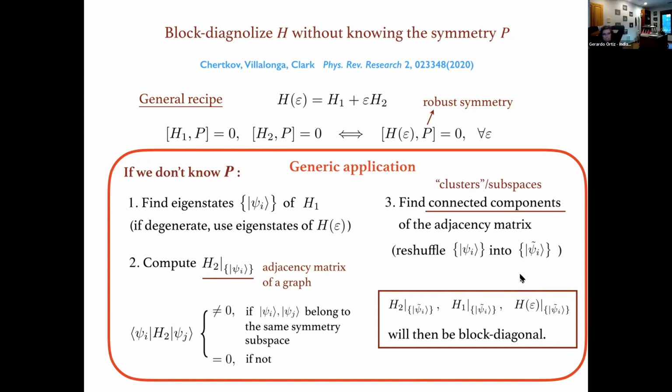Can I ask a question? Sure. So you are saying you don't know what the symmetry P is, but you are guaranteed that it commutes with H1 and H2.